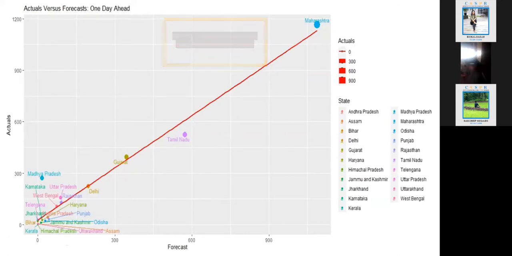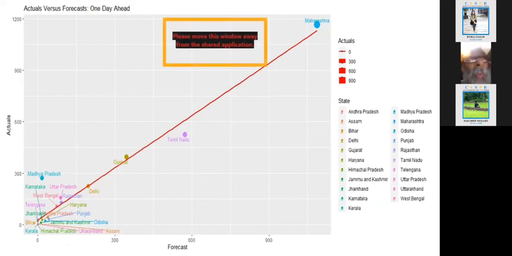fits the best for each replication, generate 1, 2, and 3 day ahead forecast for each of these replications, and then average out these forecasts. So we are generating about 1,000 forecasts from about 10 to 12,000 models every day for one state, right? So basically, it gives us fairly accurate forecasts. We go on to the next slide.